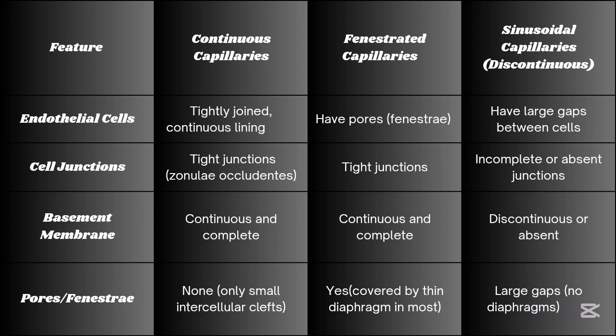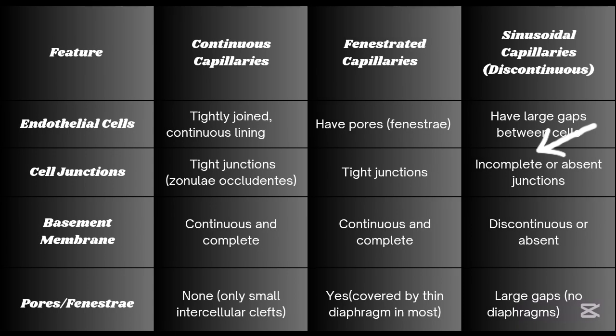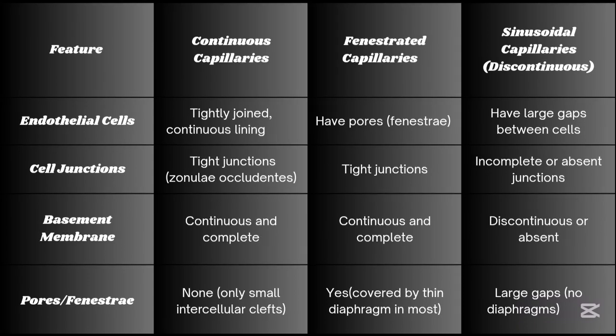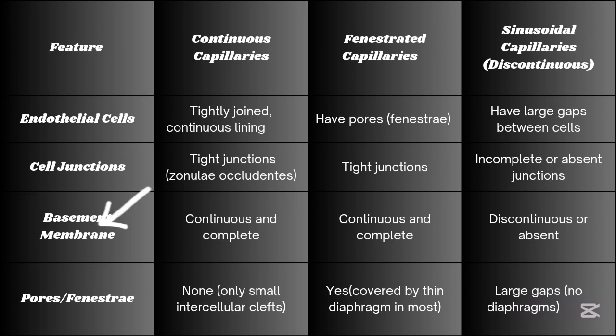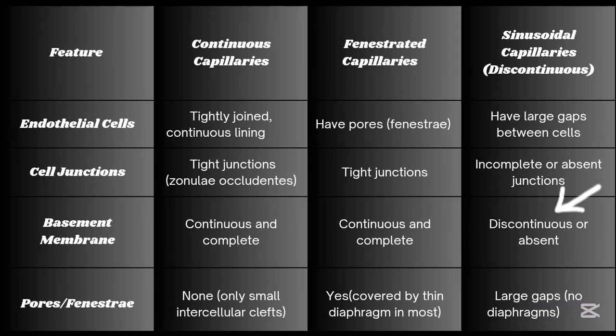Okay, the next feature is cell junctions. In continuous capillaries, tight junctions are present. In fenestrated capillaries, tight junctions are also present, whereas in sinusoidal capillaries, there are no tight junctions. The junctions are absent or incomplete. The next feature is basement membrane. It is continuous and complete both in continuous capillaries and fenestrated capillaries, whereas it's discontinuous or absent in sinusoidal capillaries.